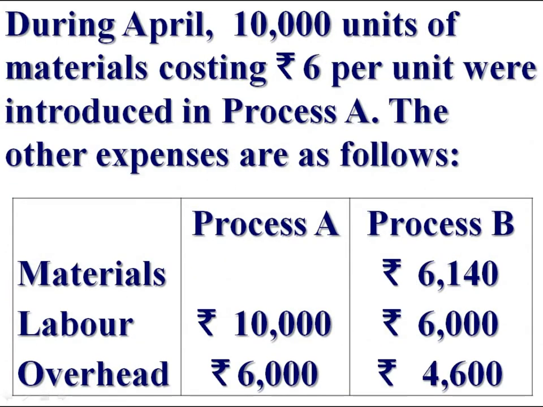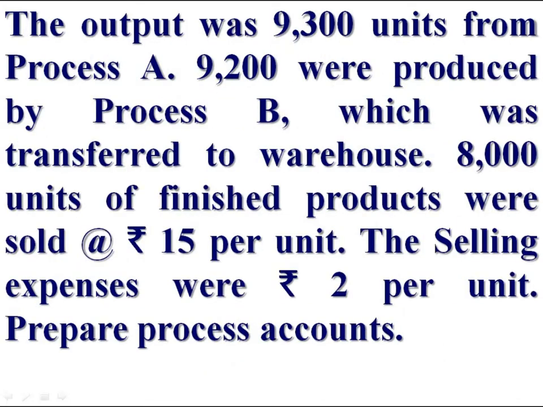During April, 10,000 units of materials cost rupees 6 per unit were introduced in process A. The other expenses are as follows: materials, labor, overheads for two processes A and B. The output was 9,300 units from process A. 9,200 were produced by process B, which was transferred to warehouse. 8,000 units of finished products were sold at rupees 15 per unit. The selling expenses were rupees 2 per unit. Prepare process account.